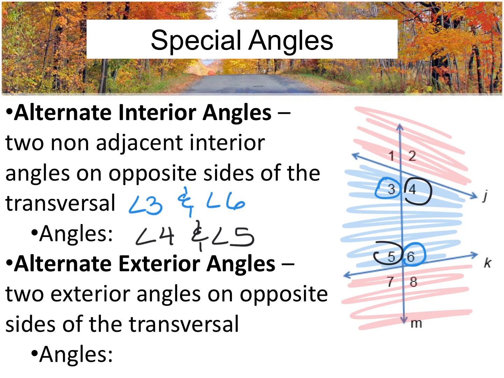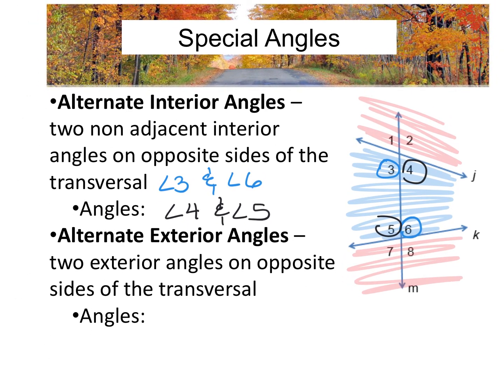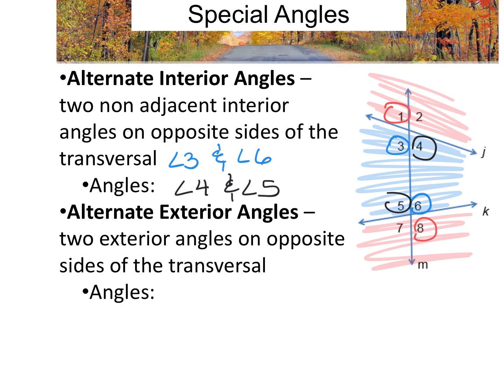Alternate exterior, I'm going to pick one on the left side and match it with one on the right. Again, it cannot be adjacent, so I can't pick 2. So 1 and 8 are alternate exterior, and so are 2 and 7.